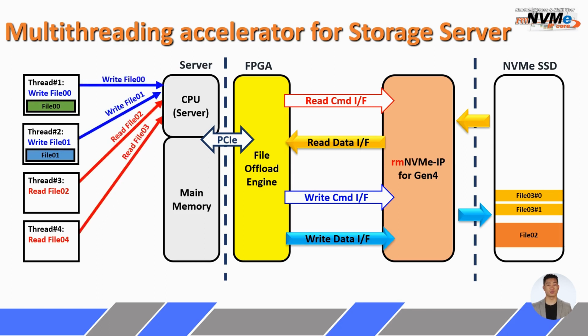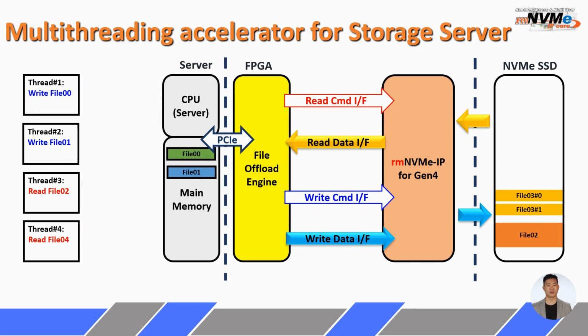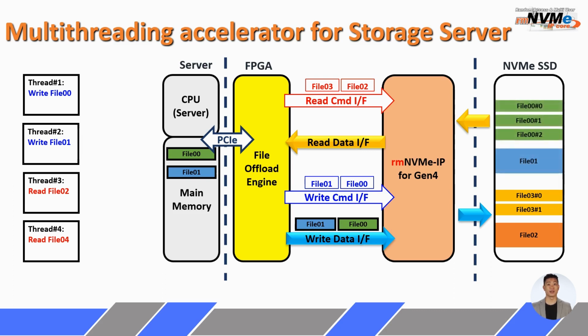The write data, which is usually large, is stored in the main memory. The FPGA platform's PCIe engine provides an interface that allows the offload engine to receive command requests from the CPU and directly access the data in the main memory with high performance. The file offload engine sends read and write requests to the rmNVMe-IP via the read command interface and write command interface, respectively. All write data is transferred via the write data interface and stored in the NVMe SSD.